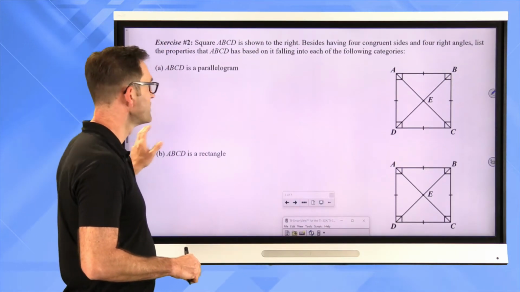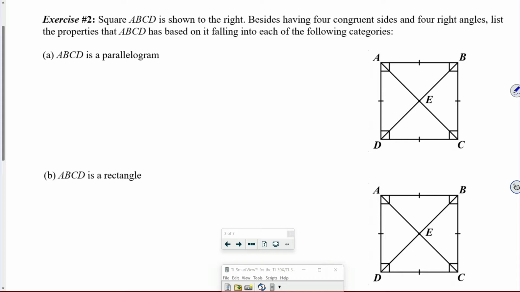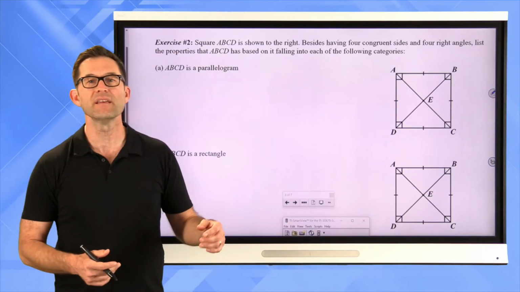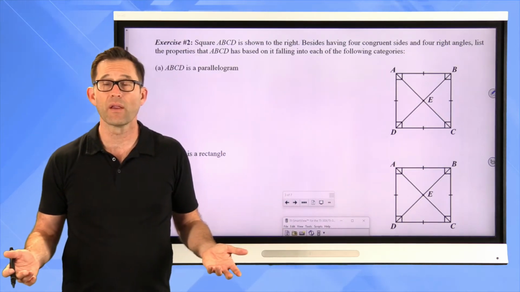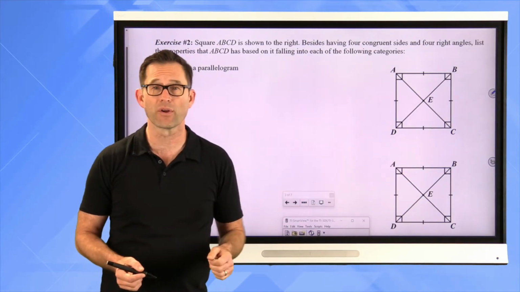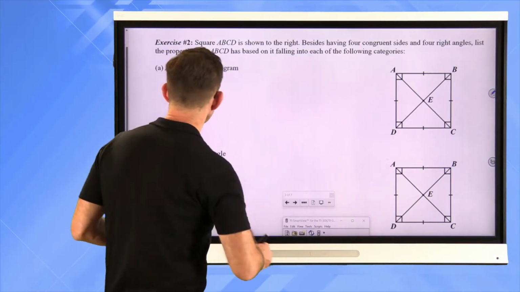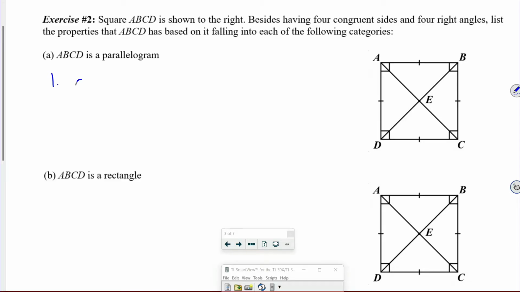Let's take a look at exercise number 2. Square ABCD is shown to the right. Besides having 4 congruent sides and 4 right angles, list the properties that ABCD has based on it falling into each of the following categories. All right, well, ABCD is a parallelogram, right? That's true because all squares are parallelograms. So what properties does the square get from the parallelogram? Well, one could argue that the diagonals bisect each other.